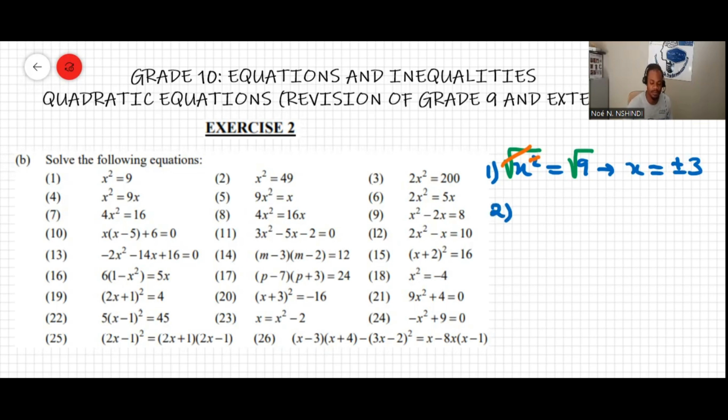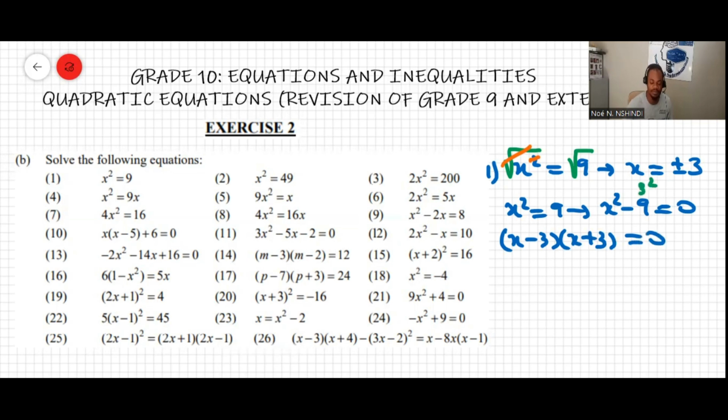Before I do that, we could also say x squared equals 9 implies x squared minus 9 equals 0. We could do that, and then say (x minus 3)(x plus 3), because 9 is a square number. 9 is the same as 3 squared. And say x equals 3 or x equals negative 3, which is basically plus or minus 3. But I believe I will opt for the first method, which is more straightforward.